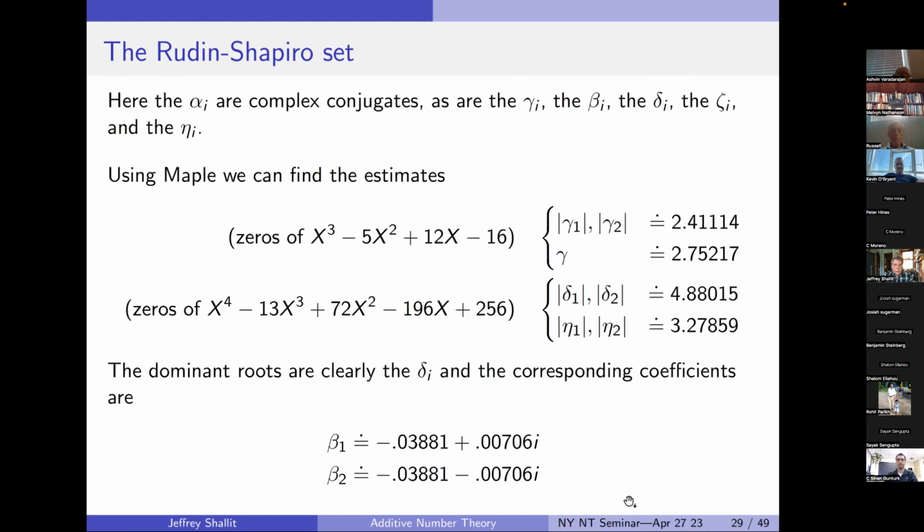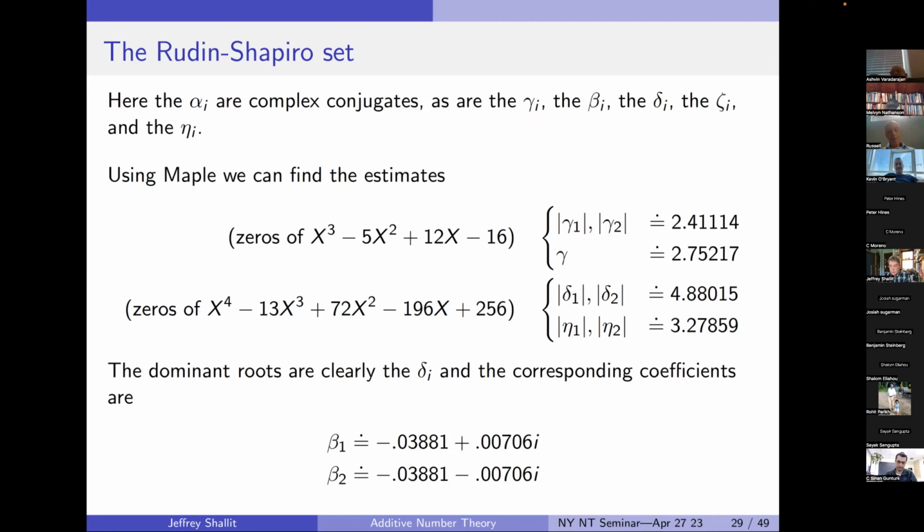Well, that's easy enough. We can just use Maple. I teach at Waterloo, right? So one is not allowed to utter the name Mathematica. You have to use Maple. So using Maple, the zeros of this polynomial are these guys, and the zeros of this polynomial are these guys, and you can see that the dominant roots are the gamma one, delta one, and delta two. So that's all we really care about.